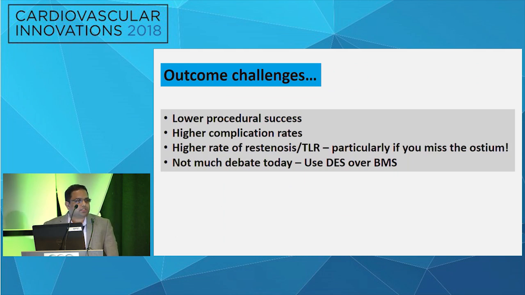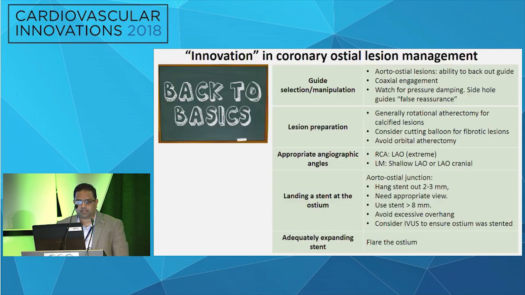The outcomes challenges with ostial lesions are real and they persist even in the DES era, with lower procedural success rates, higher complication rates, increased TLR. And obviously if you miss the ostium, which is the key here, you're going to have higher TLR rates. Not that much debate today; we really think drug-eluting stents, the data is better than bare metal stents. I put innovation here in quotes because there's a lot of back to basics here, things that we teach our fellows that sometimes we forget when we're in a rush, but I'm just going to run through this quickly.